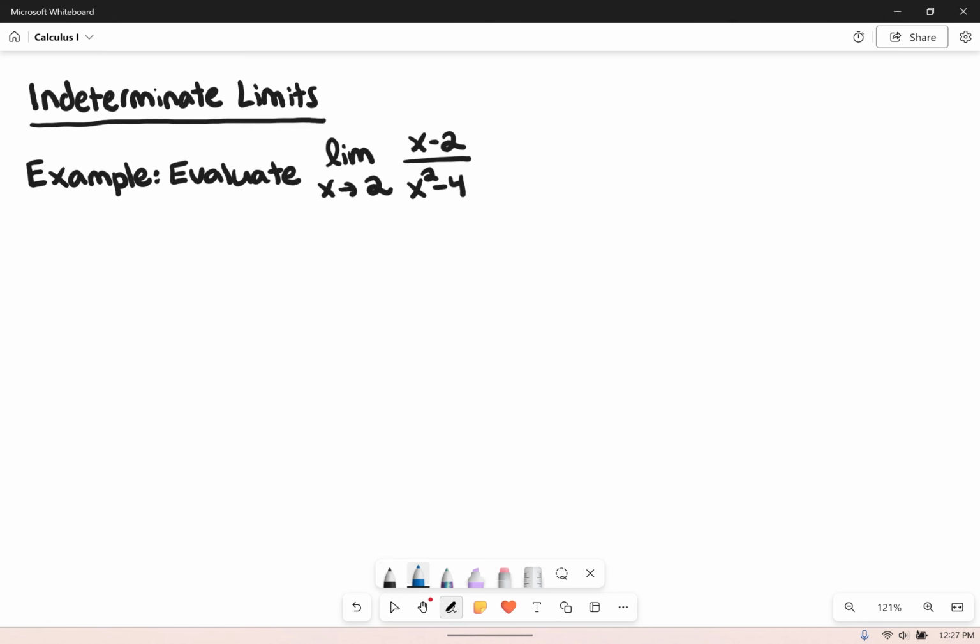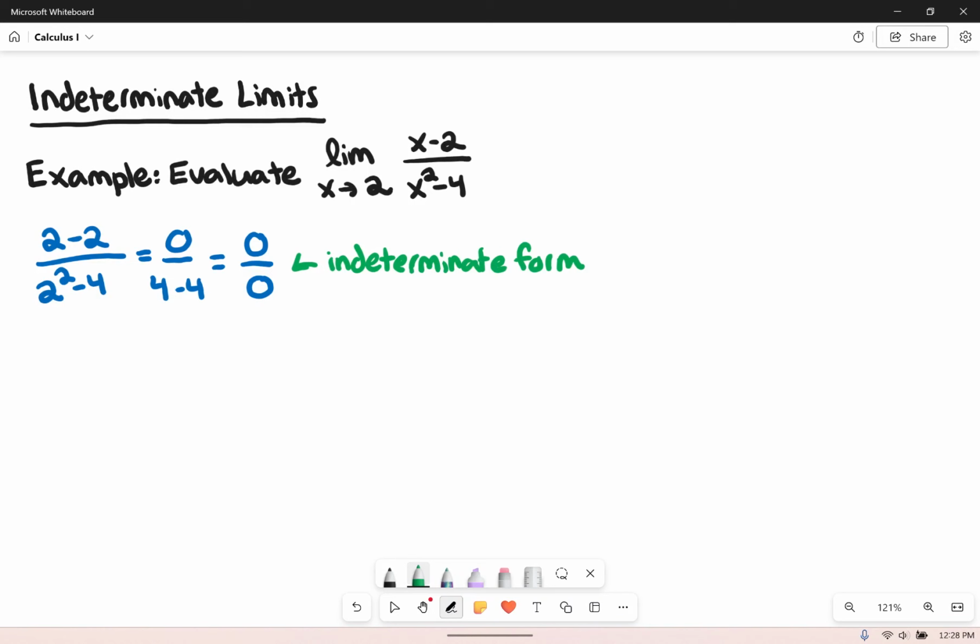If I try to plug in x equals 2, I run into a problem. 2 minus 2 over 2 squared minus 4 is equal to 0 over 4 minus 4, which is equal to 0 over 0. You might remember that 0 divided by 0 is an example of something called an indeterminate form because it could be anything. What we can say for certain is that x equals 2 is not in the domain of the function (x minus 2) over (x squared minus 4), which is why our shortcut of just plugging in 2 didn't work.